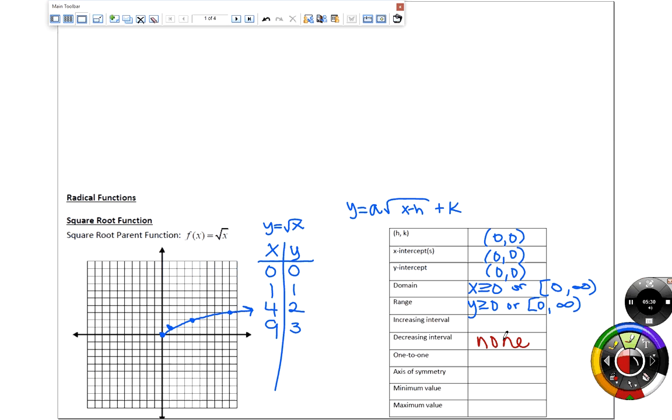And how would you describe the increasing interval? Remember, you're telling the person the x values. You're saying from this x until this x, it's behaving of this idea of increasing. Good. Okay. So 0 to infinity.